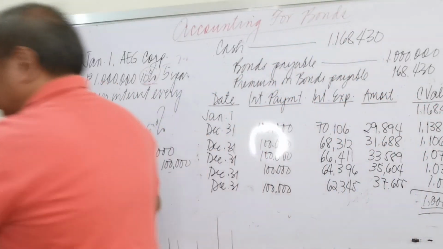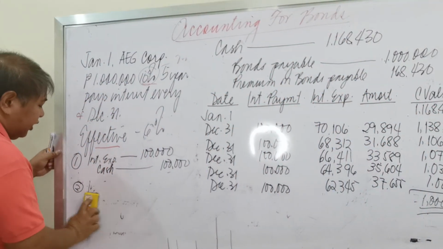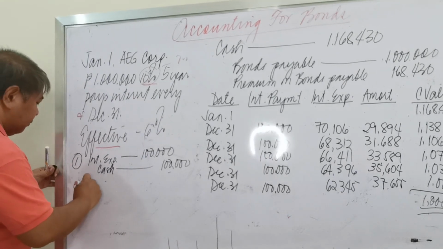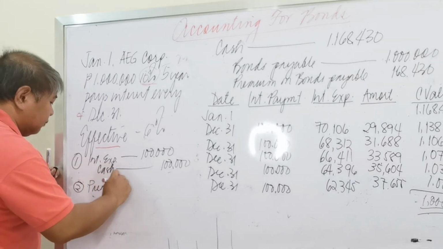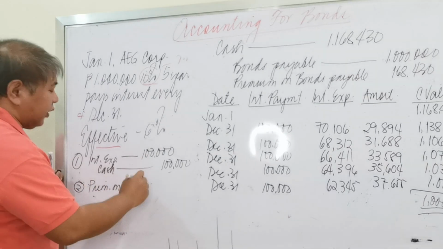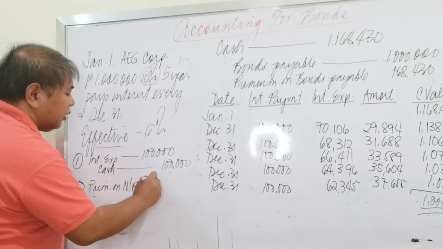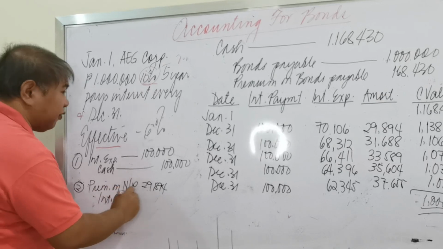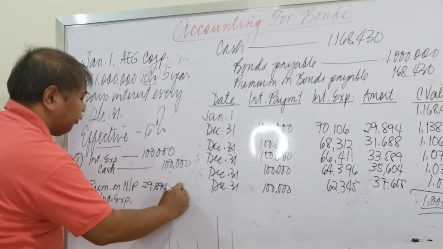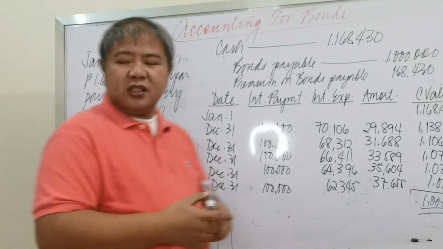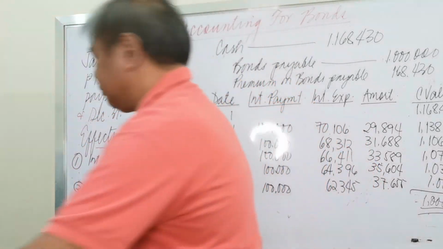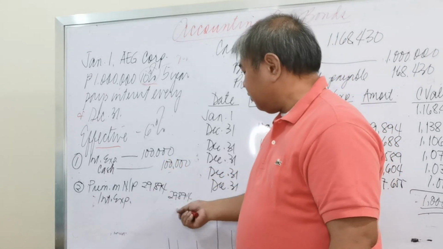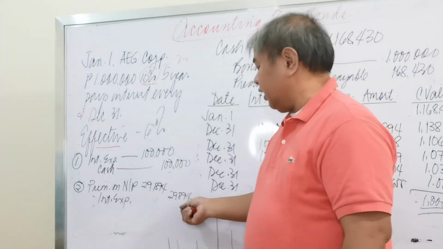So let's do that. So the amortization entry is what? To debit the premium on notes payable for 29,894 and credit your interest expense for 29,894. So if you look at the effect, guys, if you would notice, the interest is debited for 100,000 but credited for the amortization for the 29,894.